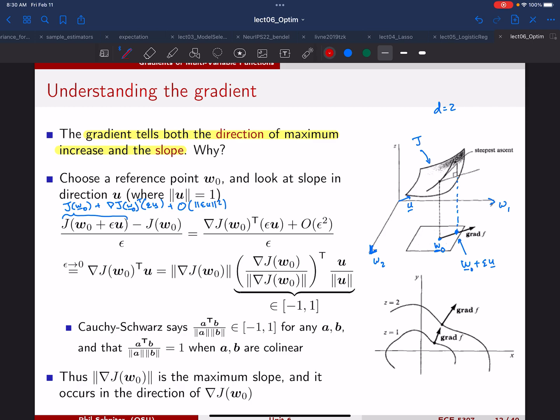So we can cancel some terms. We can cancel this one and this one. Another thing we can do is notice that the norm of epsilon u, vector u, norm squared is just going to be epsilon squared.